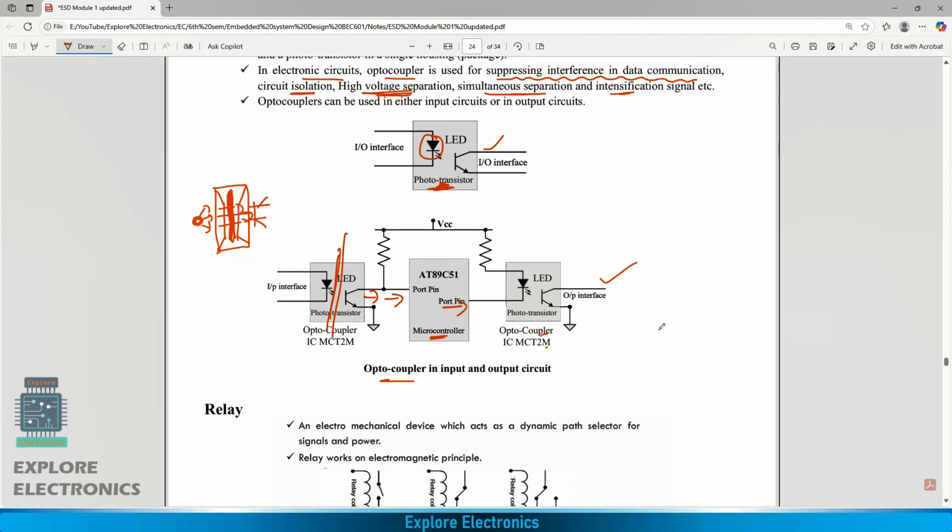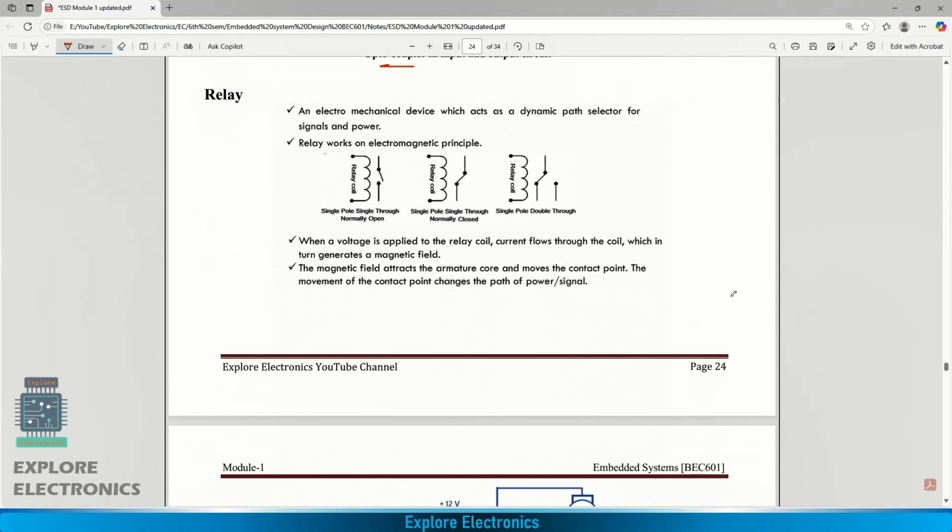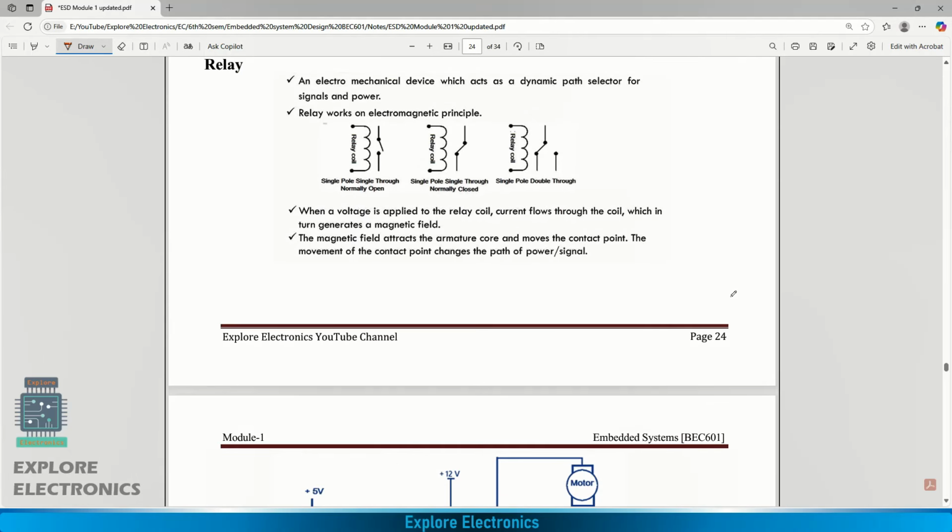Means here we will be having opto in the sense light, and this coupler will be using some circuit. So this optocoupler contains an LED and a circuit, right? This is also a transducer. Then comes relay. These relays will be having an electromechanical circuitry or device. It acts as a dynamic path selector for signals. You can see here there will be a switch and there will be a coil here.